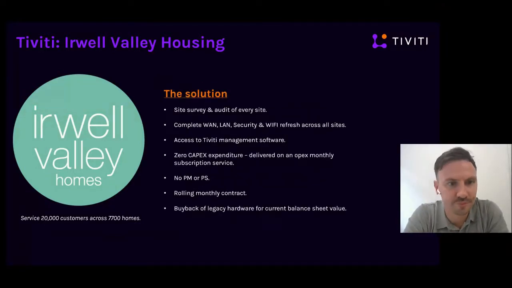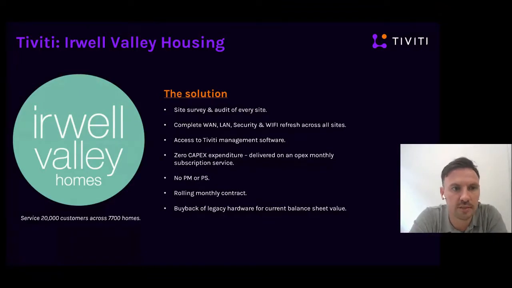In terms of the solution, what Tivity were able to do was essentially, as part of the connectivity service, we provided full site survey and audit of every site. We can do that from a software perspective and also physical site surveys. That then meant we would deploy a complete WAN, LAN, security and Wi-Fi refresh across all 19 sites, access to Tivity management software, and all of that is delivered without a single penny of capital expenditure. So no buying the kit, no professional services, no project management upfront costs.